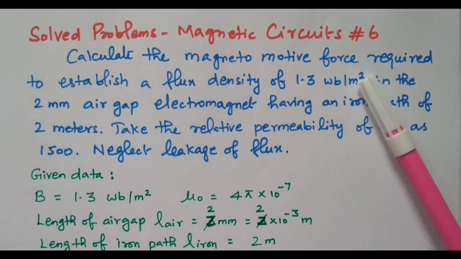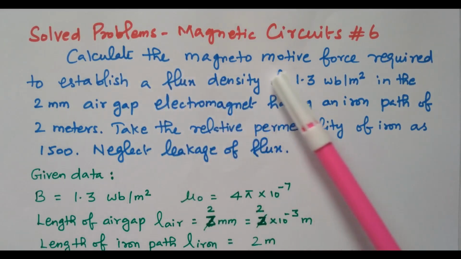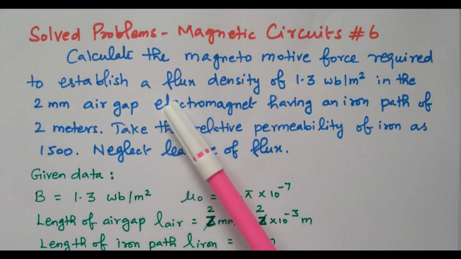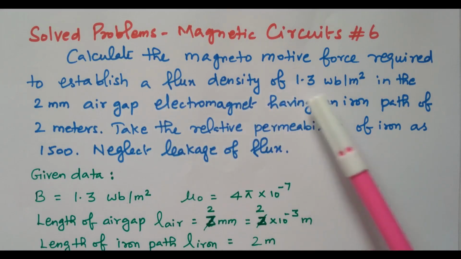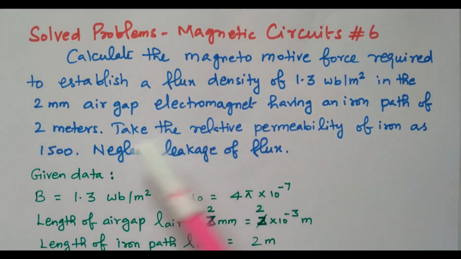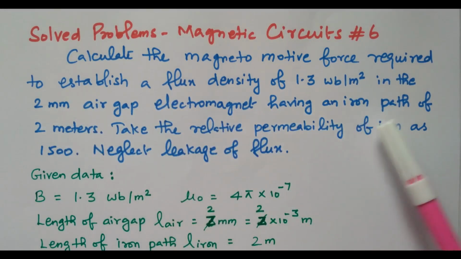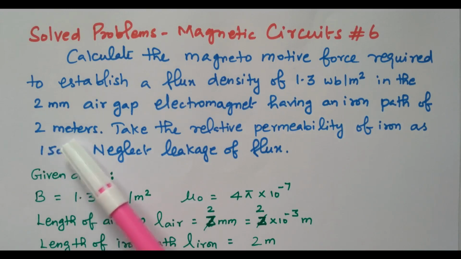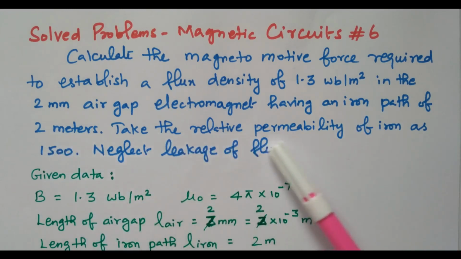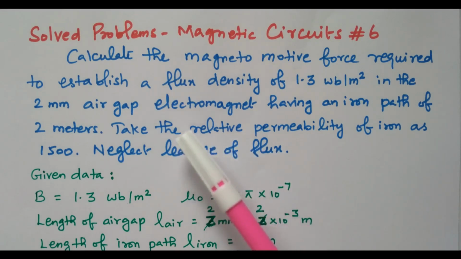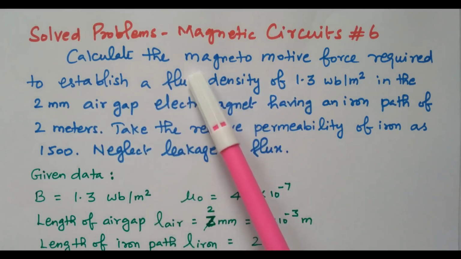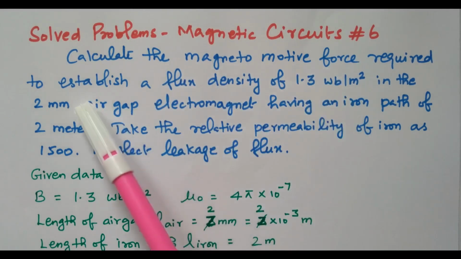Now we'll go to the first problem. Calculate the magnetomotive force required to establish a flux density of 1.3 Weber per meter square in a 2 millimeter air gap electromagnet having an iron path of 2 meters. Take the relative permeability of the iron as 1500. Neglect the leakage flux. So we need to find the magnetomotive force. The air gap is available and the iron path is also available.